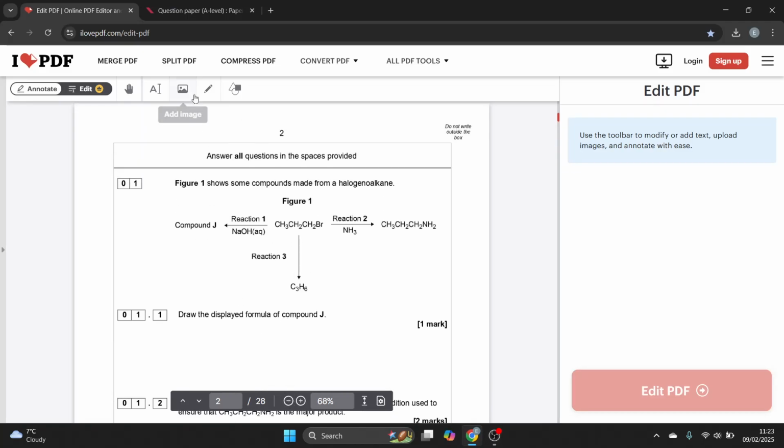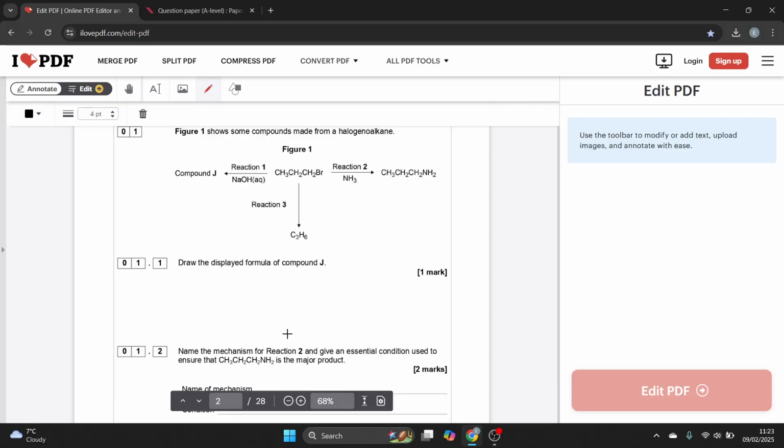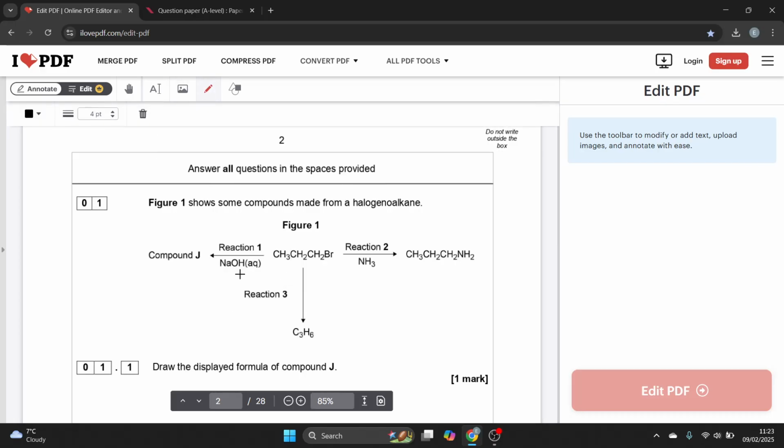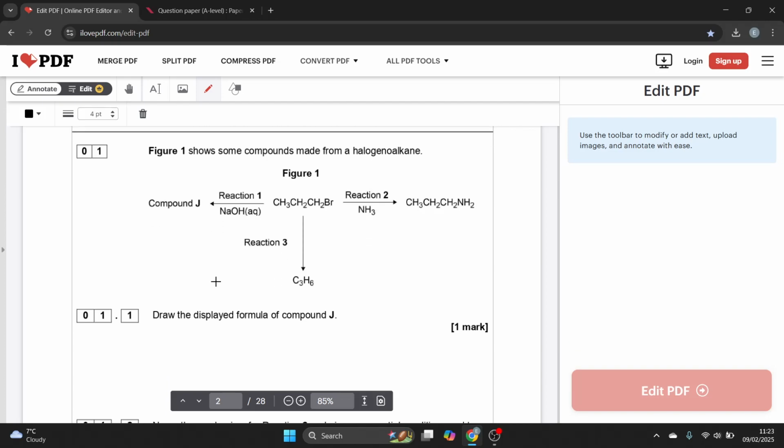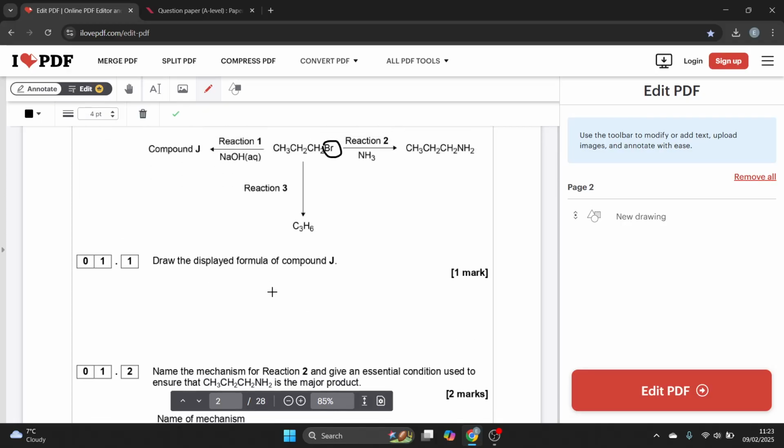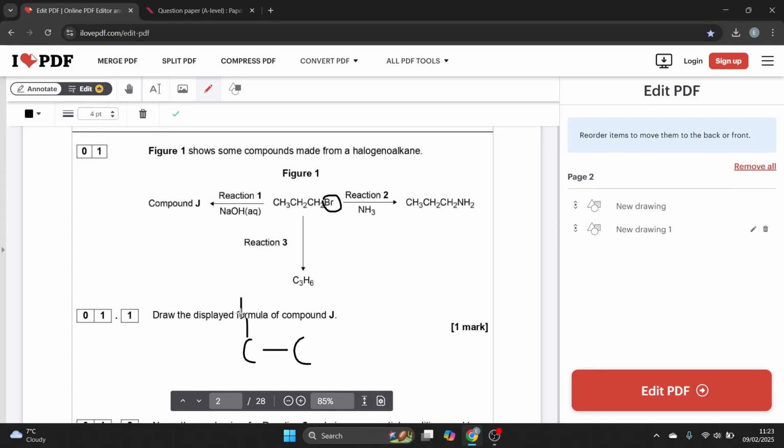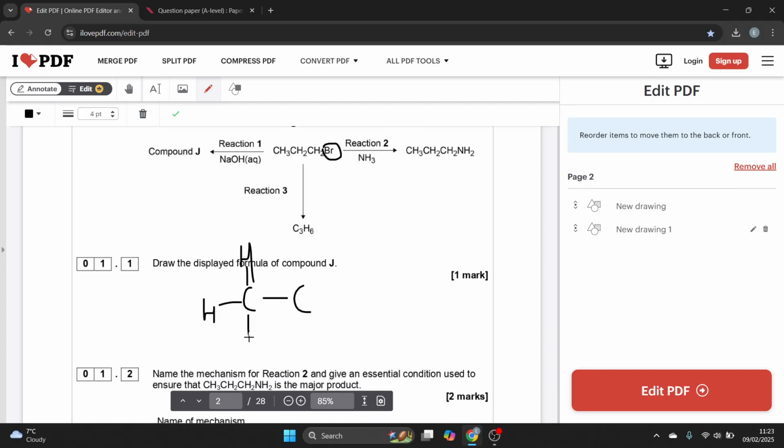Question 1. Draw the displayed formula of compound J. Compound J, sodium hydroxide aqueous. It's a halogen alkane, so it's obviously going to be nucleophilic substitution. All I'm going to be doing is replacing this with the OH group. So it's going to be CH3, CH2, OH. Remember, displayed formula: don't just do OH, do O and then that's your H.